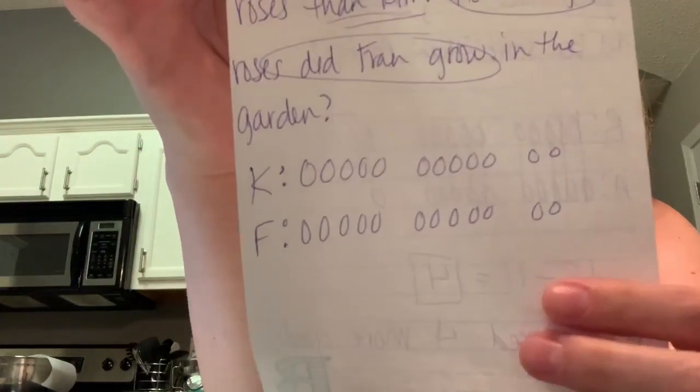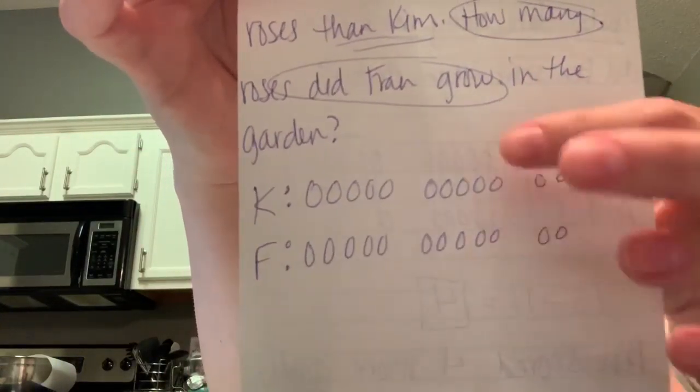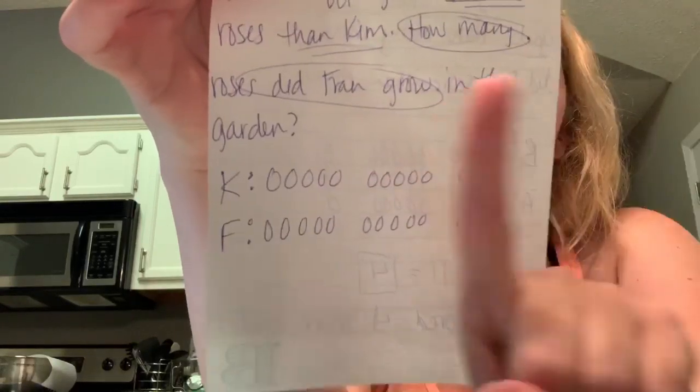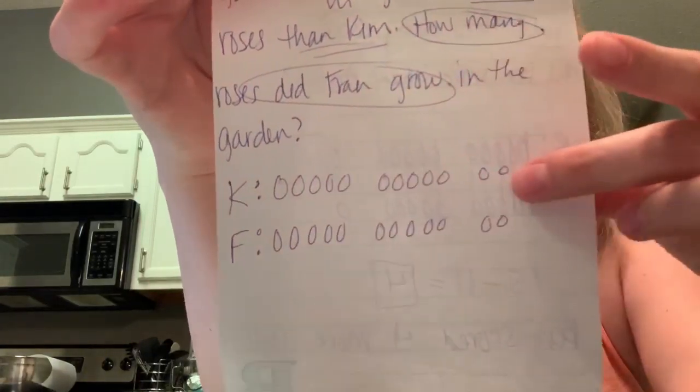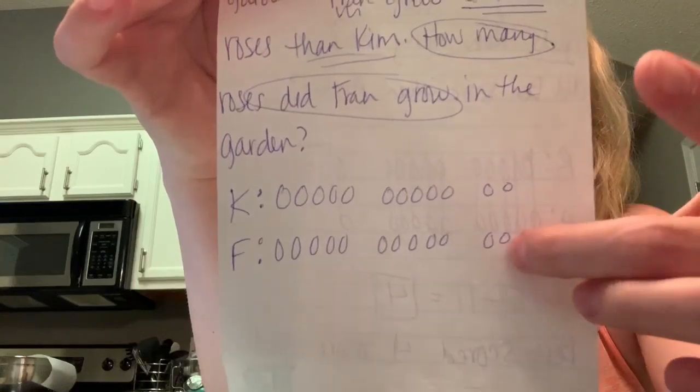Because she grew 6 fewer than Kim. So she grew 6 less than Kim, which means we're going to draw that 12 for Fran. Am I going to match up? No, because Kim definitely grew 12. Only Fran grew 6 fewer. So take away 6 from Fran. 1, 2, 3, 4, 5, 6.